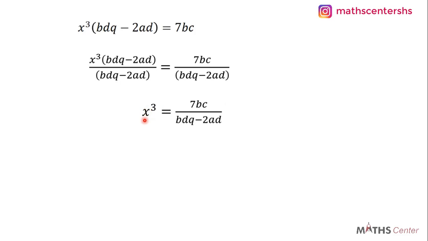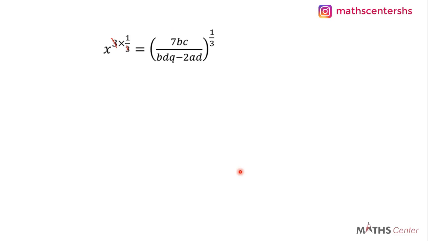Now because it's 3, we are going to multiply it by 1 over 3 and we raise what you have here to the power 1 over 3. Don't forget that what you do to the left hand side, we do the same thing to the right hand side. So as soon as we do that, x will cancel each other out. So you have x equal to 7bc divided by bdq minus 2ad raised to the power 1 over 3.